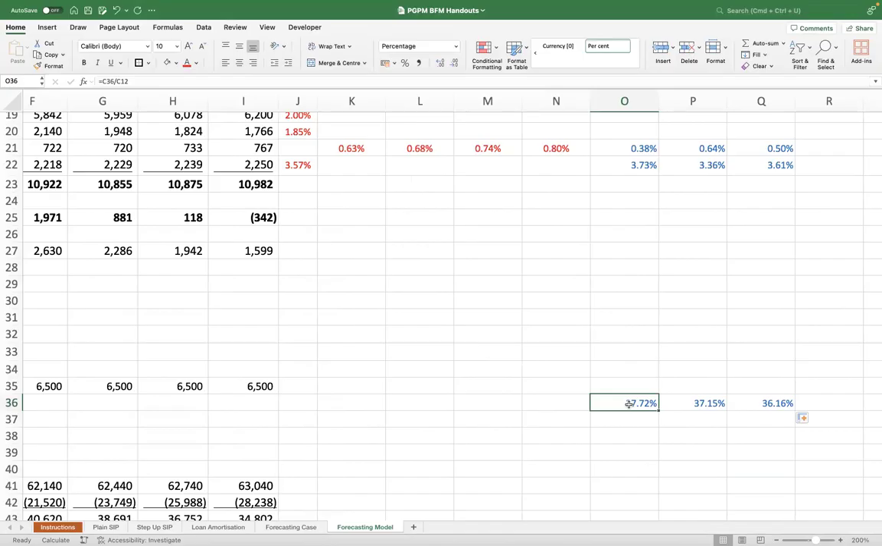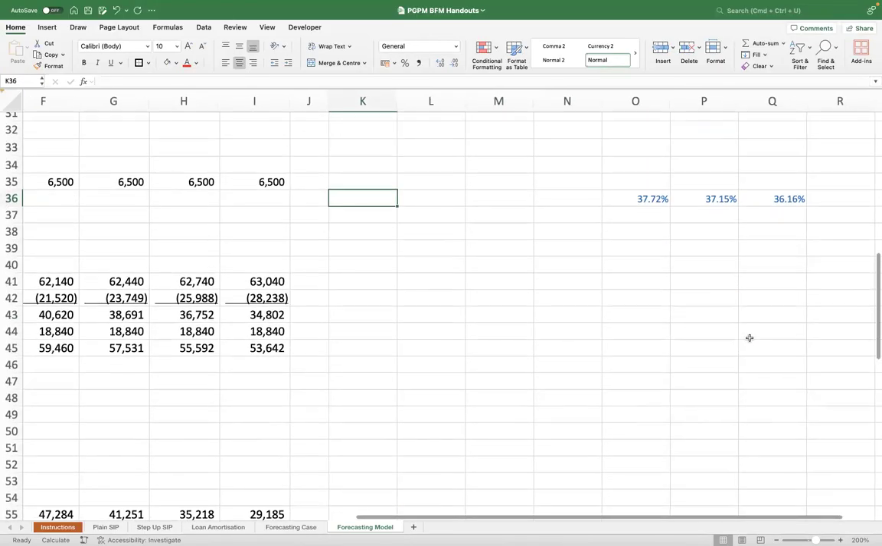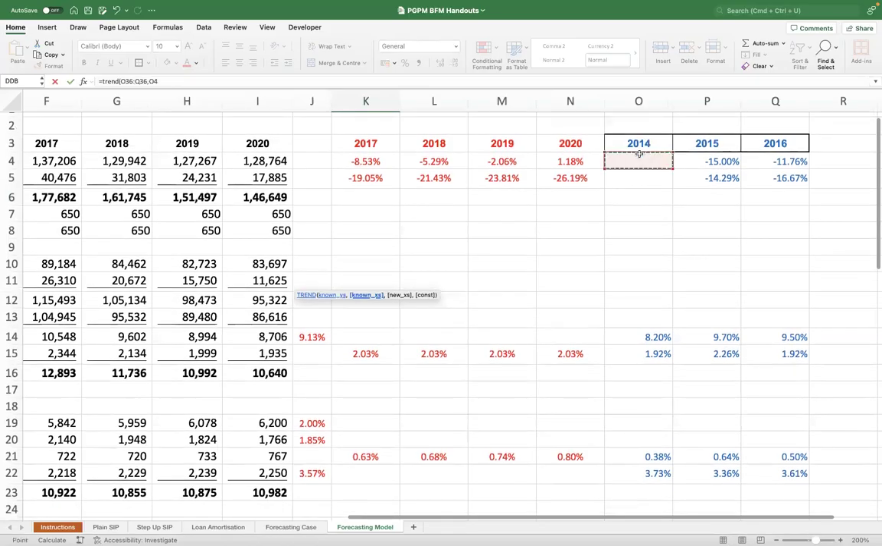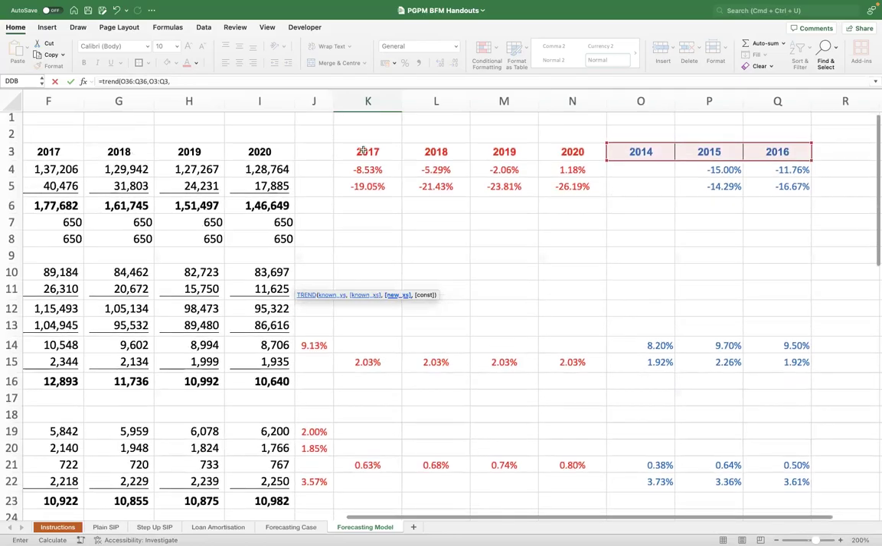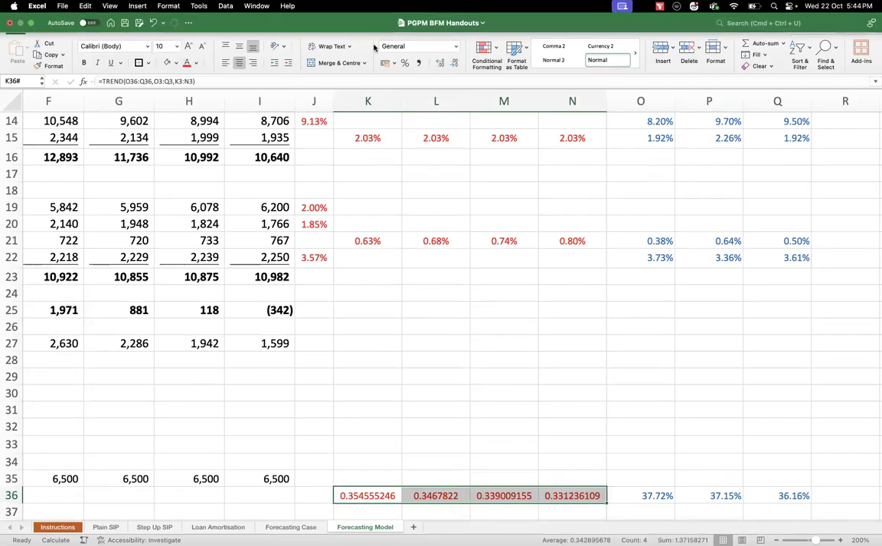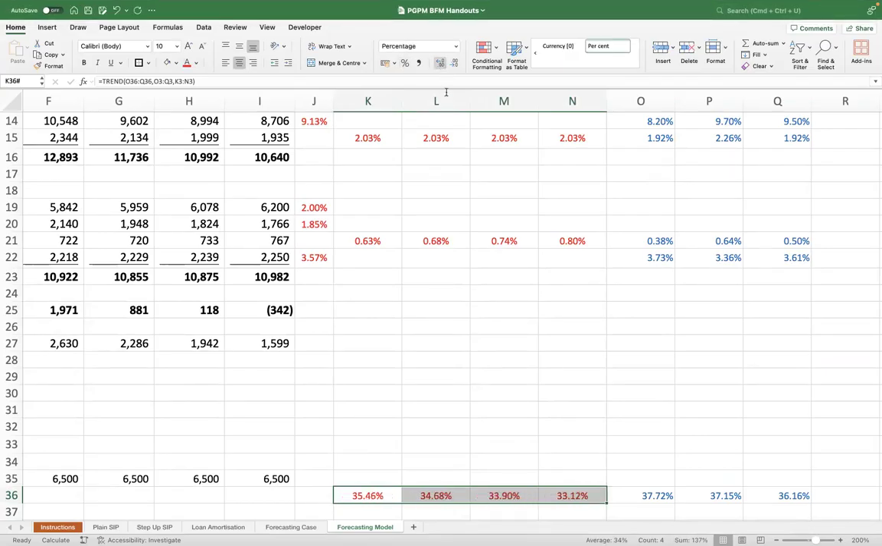Now we have to do linear forecast for 17 to 20. So यहाँ पे क्या करोगे आप? Very good. Now you're getting it. Is equal to trend, known y's, which are these numbers, comma known x's, which is these numbers, and then new x's, which is these. You will get all the percentages.